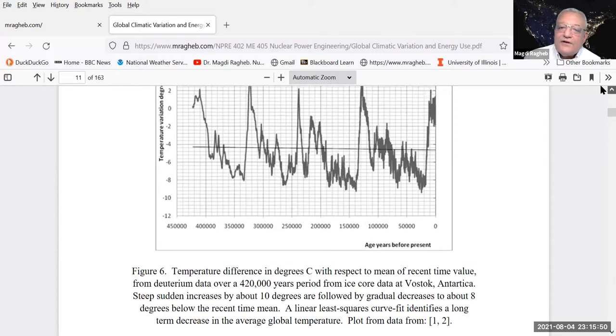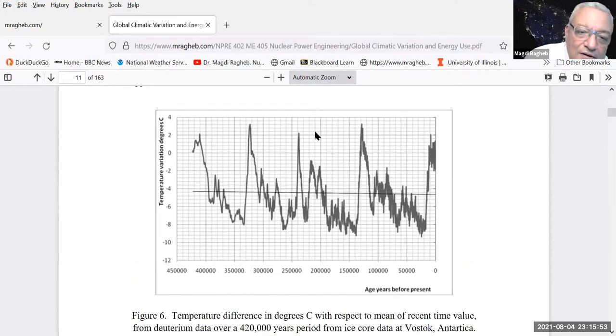So I went to that database and I put it into Excel and I plotted the temperature variation of the Earth that shows the age in years before present. Present would be here and up to some 425,000 years ago. So this is actual data. And you could see here that the temperature variation in degrees Celsius reached 2 degrees Celsius as a maximum 425,000 years ago.